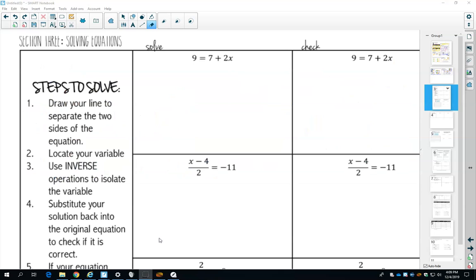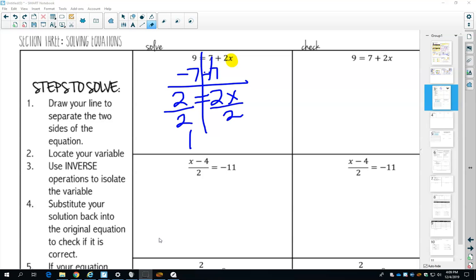Let's look at our next problem. We're going to solve and then check some equations. So remember, our goal is always to isolate our variable. We're going to draw a line down here. And the first thing I'm going to do is subtract 7 from both sides. And then the right side cancels out. I bring down my 2x. 9 minus 7 is 2. I'm going to divide both sides by 2, and 1 is equal to x.